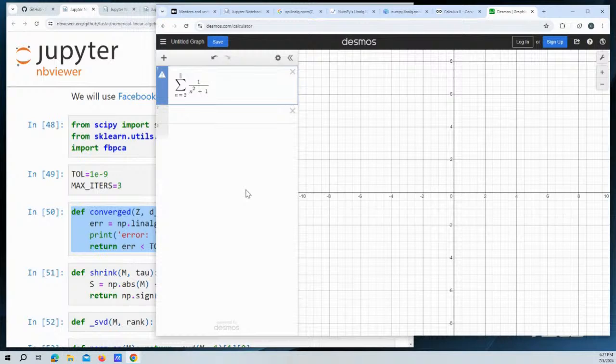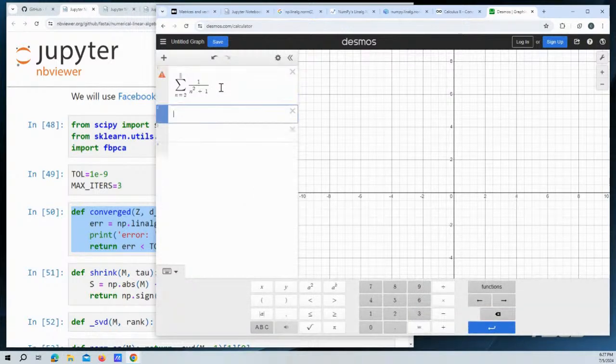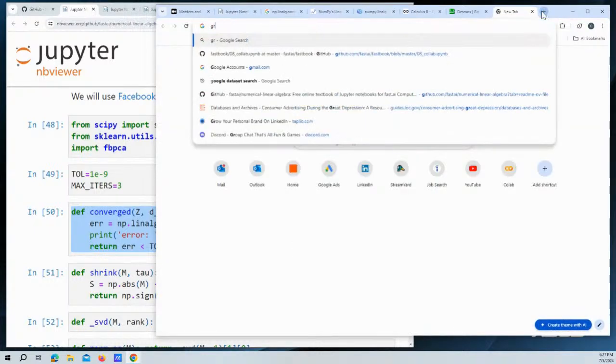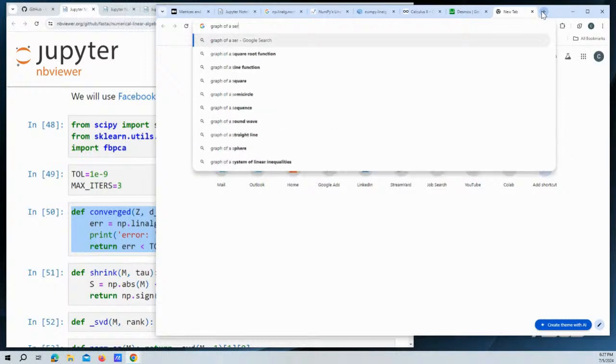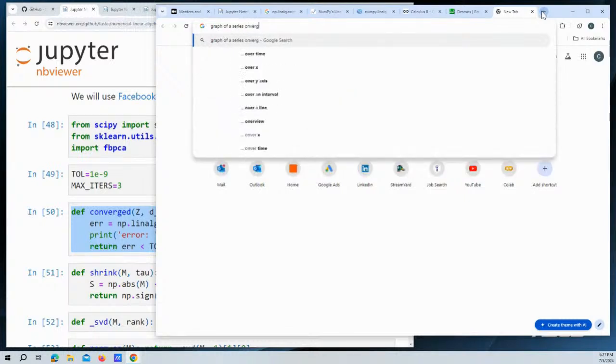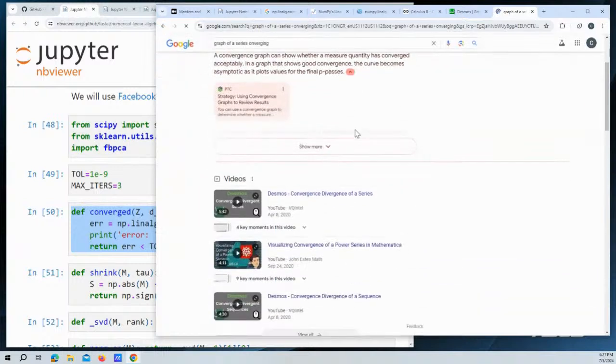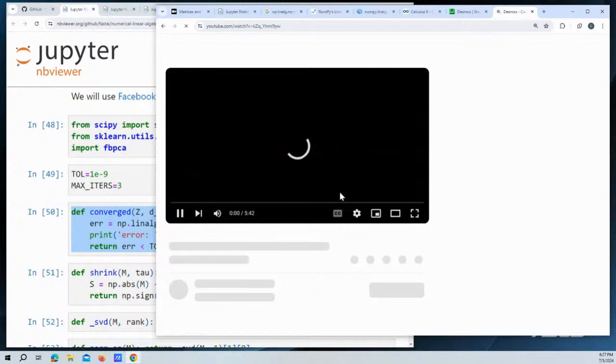That might help. Enter. Yeah, because it needs, but I don't have an infinity marker. A, B, C, D, E. Okay, graph of a series converging. Maybe they'll have a graph.